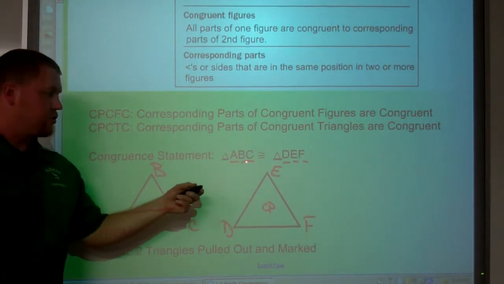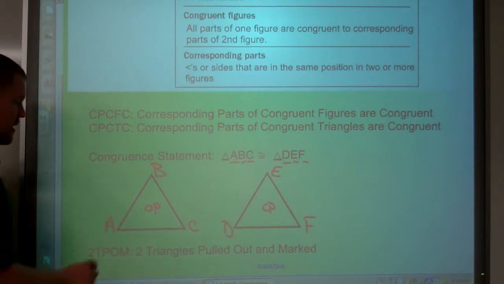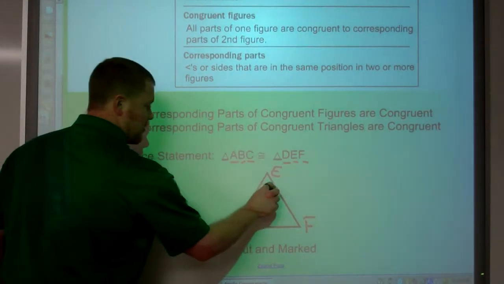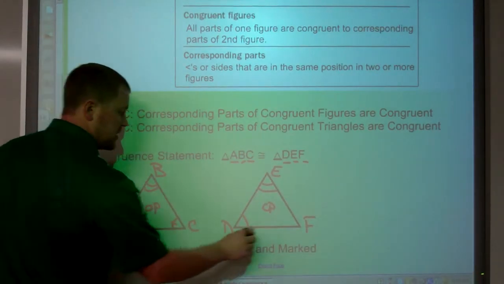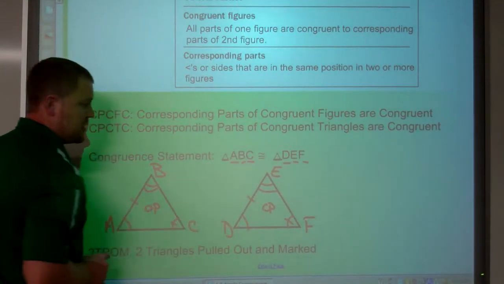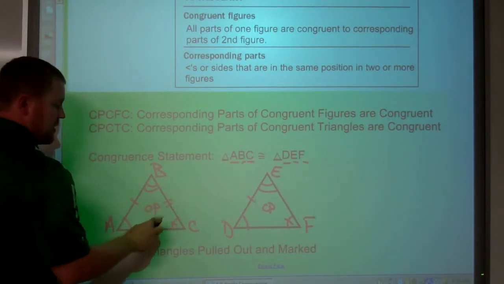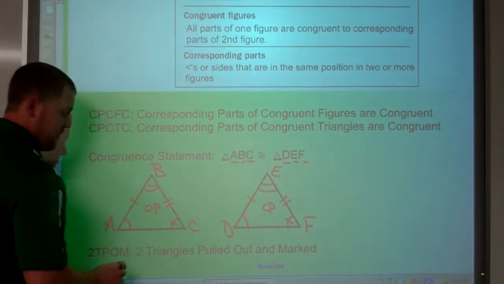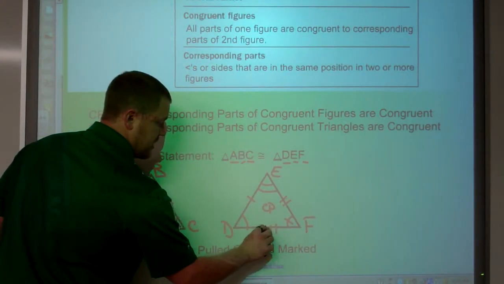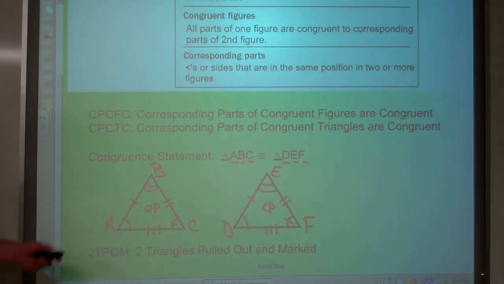Okay? And if the two triangles are congruent, that means that angle A is congruent to angle D, angle B is congruent to angle E, angle C is congruent to angle F. Same thing, segment AB is congruent to segment DE, segment BC is congruent to segment EF, and lastly, segment AC is congruent to segment DF. Alright? So from my congruence statement, I can pull up my two triangles and mark them as such.